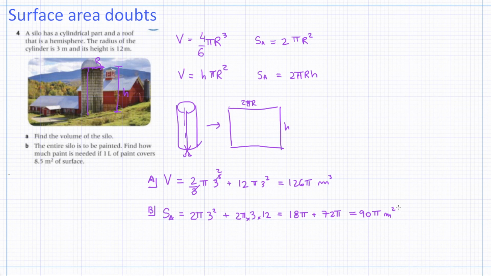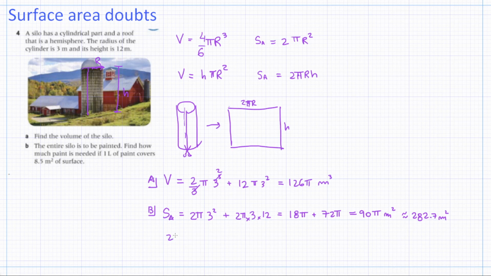Now, for this item, it doesn't make a lot of sense to have things in terms of pi, since we'll have to convert this to a number and find a ratio. So if we multiply this by pi, we would get approximately 282.7 square meters. I'm keeping many significant figures here. You didn't have to keep that many because you only have 2 significant figures here, but I've just decided to keep the same number of decimal places.